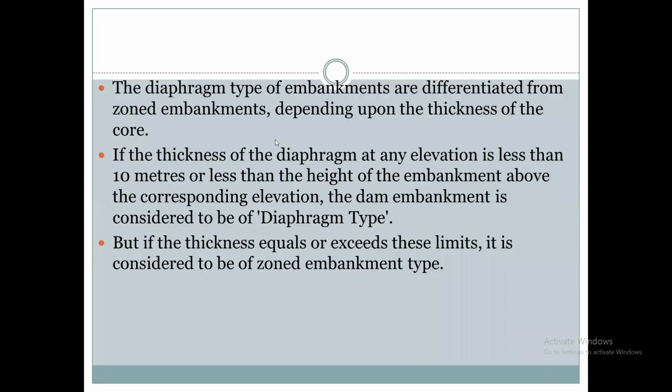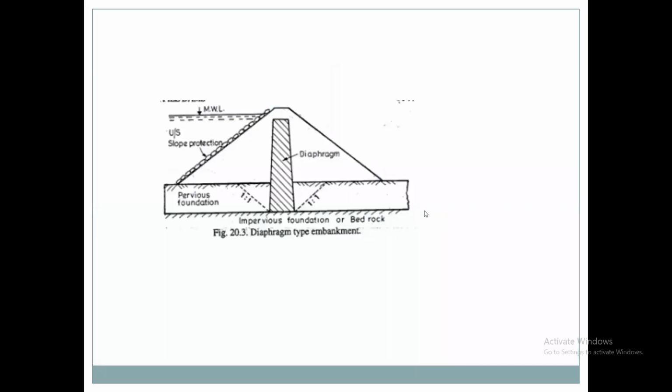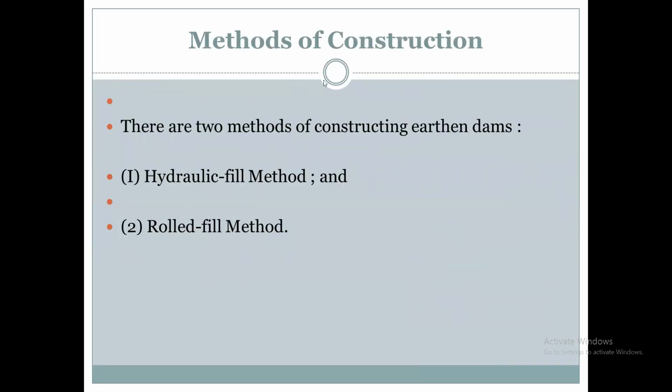Similarly, the types of earthen dam are: homogeneous type embankment, zoned type embankment, and diaphragm type embankment. These are the three types. So what are the methods of construction? In that we have seen the hydraulic fill method and the rolled fill method.